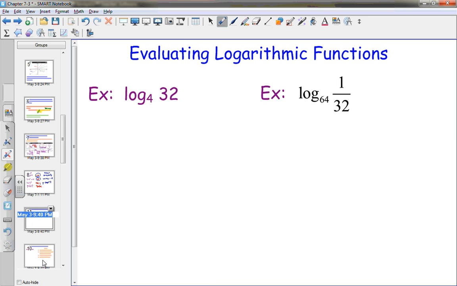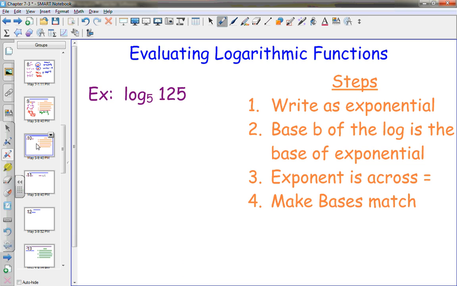Now, next, log base 5 of 125. Well, do I have what it equals? Can I add what it equals? Can I put an equal sign there? I don't know what it equals, so I can put x, right? Why not?